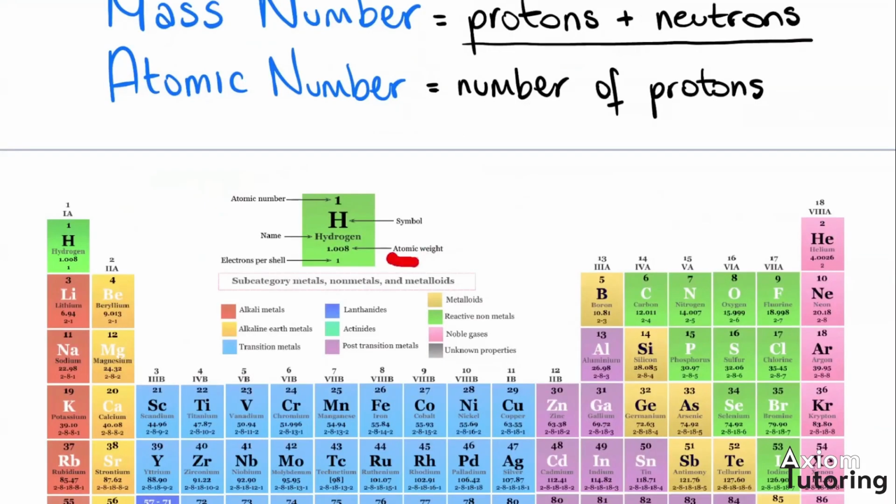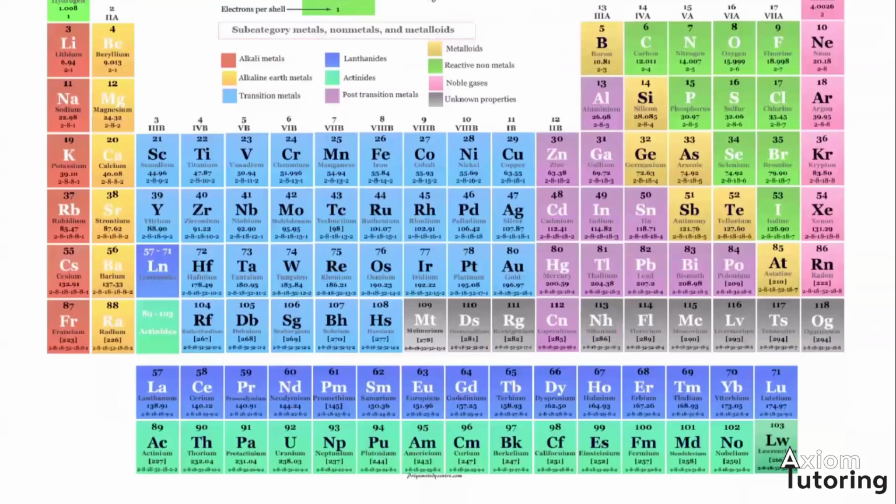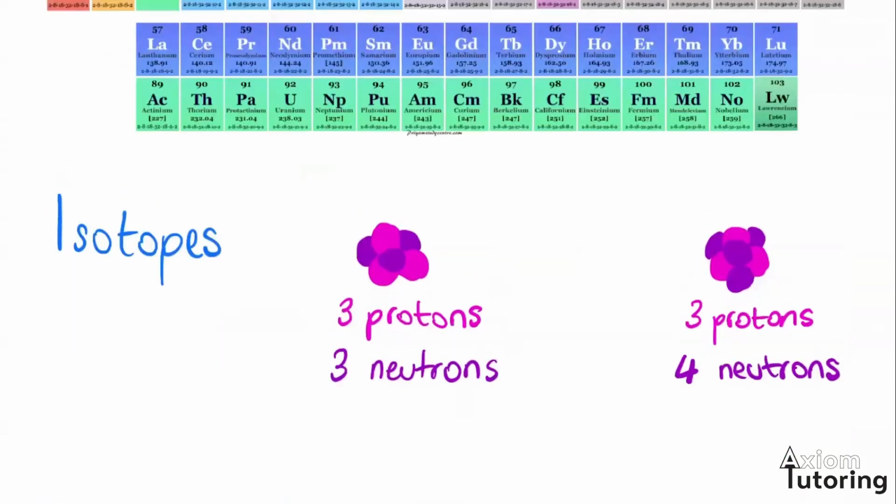But that's because the atomic weight is not the mass number, and the atomic weight has to take into consideration isotopes. So, isotopes are atoms that have the same number of protons but a different number of neutrons. Because they have the same number of protons, they are the same element, but because they have a different number of neutrons, their mass number changes.